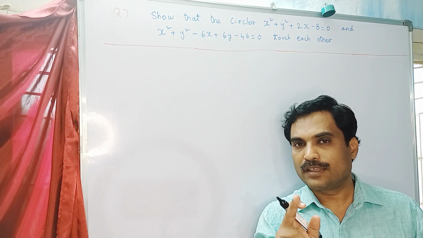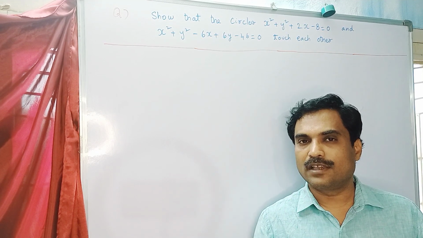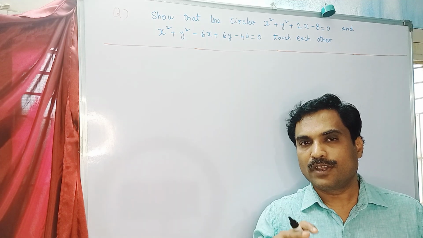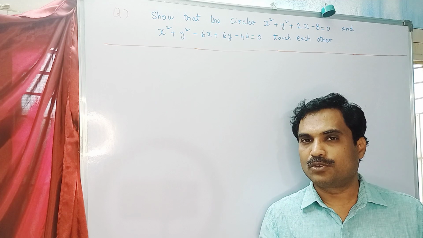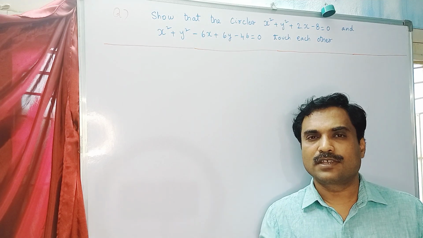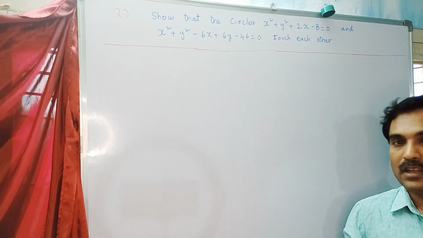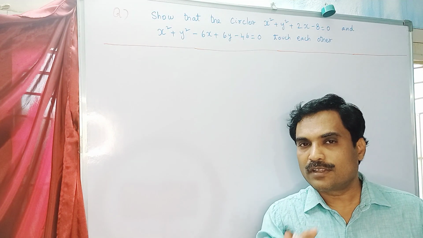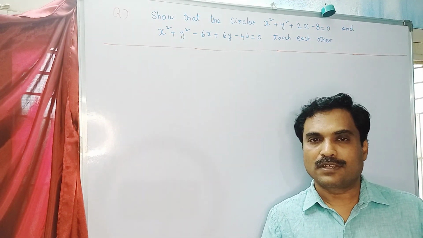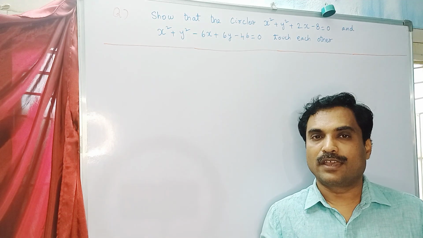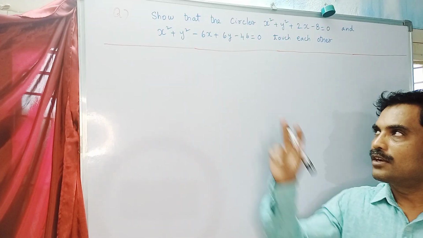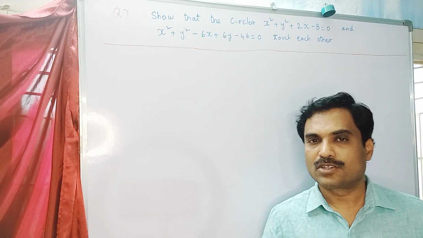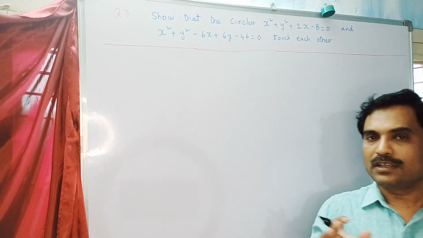Touch each other means either they touch each other externally or internally. That means if the distance between their two centers, that is C1C2, equals R1 plus R2, the sum of the two radii, then you can say that the given two circles touch each other externally. Or if the distance between the two centers, C1C2, equals the difference of radii, either R1 minus R2 or R2 minus R1, then you can say that the two circles touch each other internally. So you have to show either externally or internally.